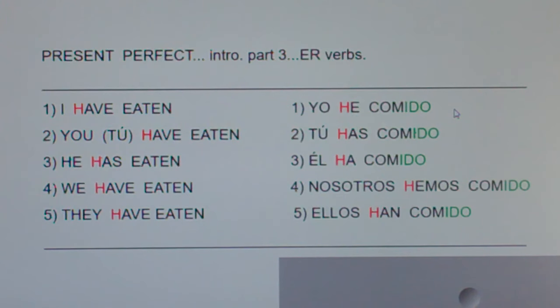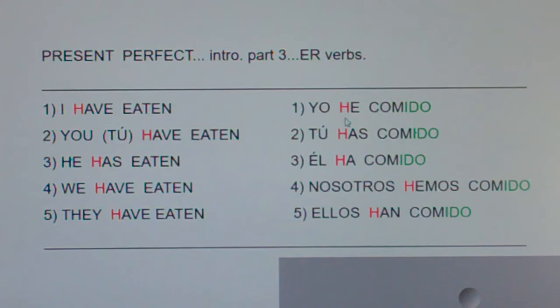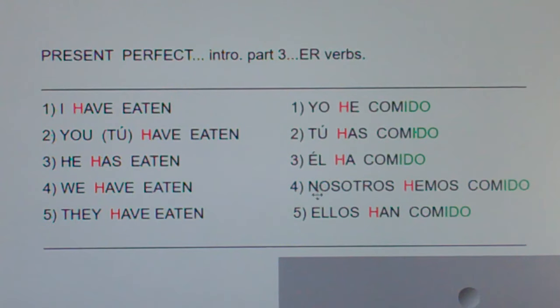So, now, have starts with an H. I have, you have, he has, H, all 5 forms. And notice, I have, yo he. You have, tú has, he has, él ha, we have, nosotros hemos, and they have, ellos han. So it starts with H, H, H, H, H, and it ends in IDO, IDO, IDO, and it's the same as the IR verbs were.